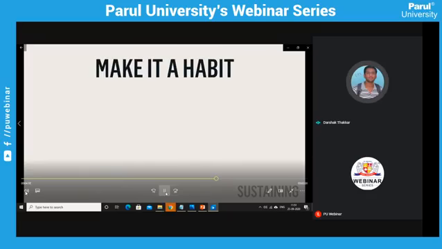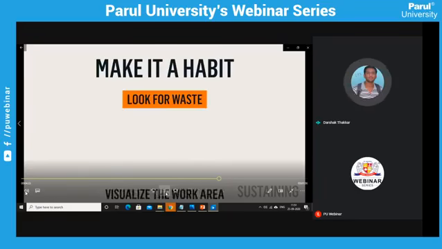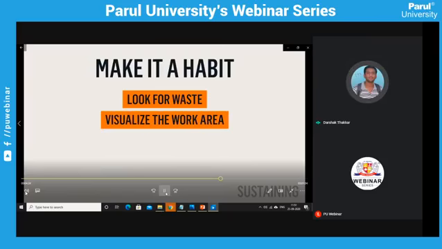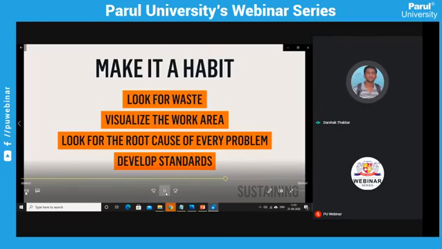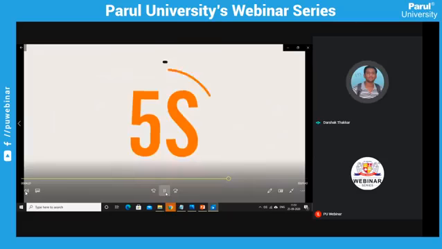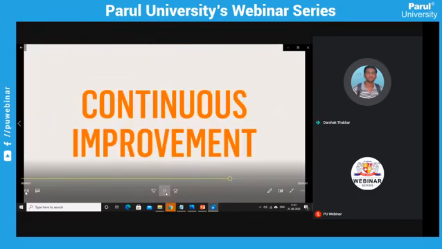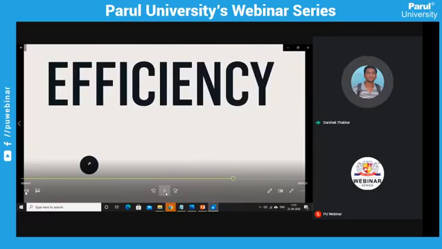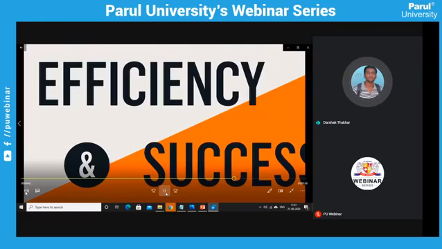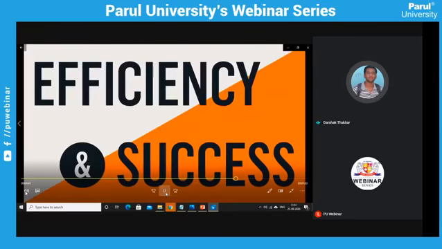To cause this habit forming continually, look for waste. Visualize the work area and look for deviations. Look for the root cause of every problem that arises. Develop standards. Repeat the process. Remember, the ultimate goal of 5S is continuous improvement. The 5S process is a proven driver of efficiency and success across a wide variety of businesses and work areas.